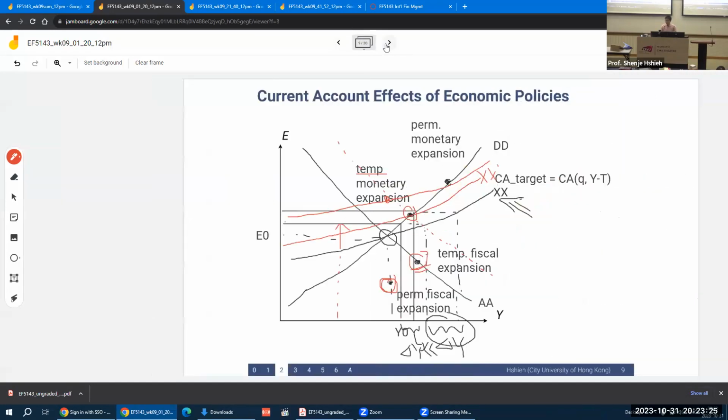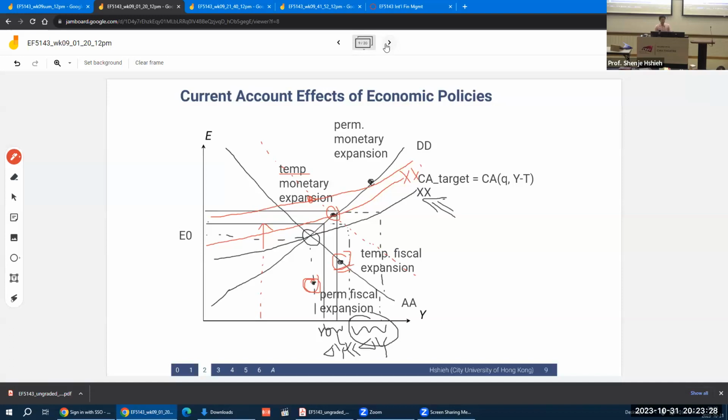Okay, so just work through the visual logic yourself, and then again, think about how you can use all the policies that were talked about last week to hit the changes in the XX curve.